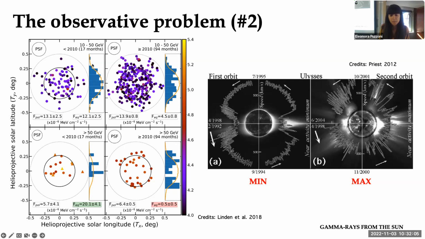Moreover, we have also two different energy beams. In fact, in the top panel, you see gamma rays with an energy between 10 and 50 gigaelectron volt. In the lower panel, you see gamma rays with an energy above 50 gigaelectron volt. The particular feature is that the flux coming from the poles remains approximately constant after the solar minimum, while the flux coming from the equatorial plane decreases.